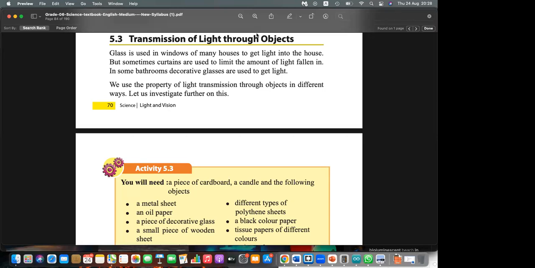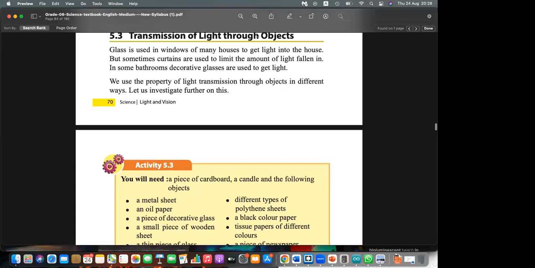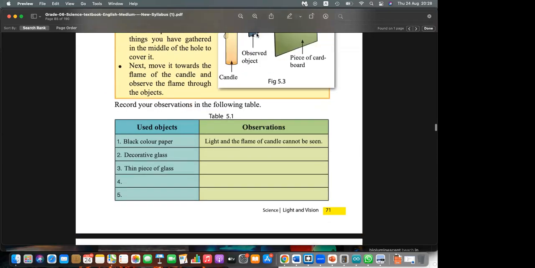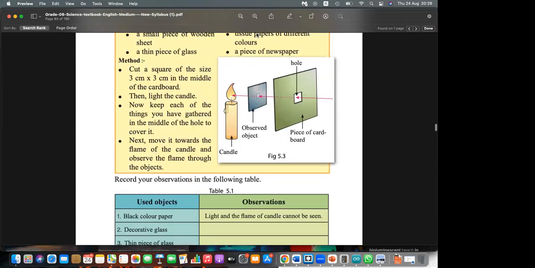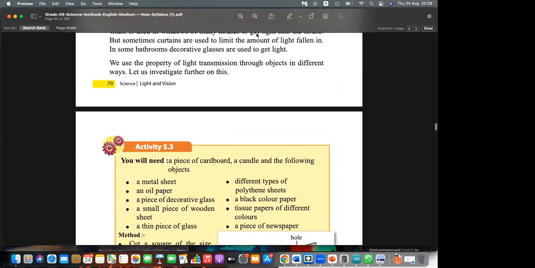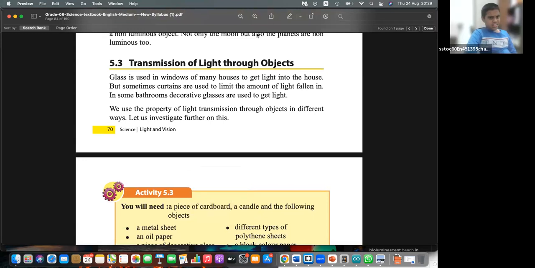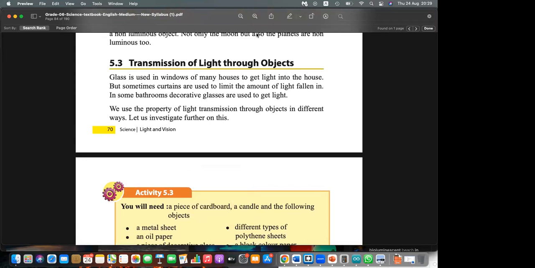Can you give any examples of transparent objects, which can transmit light fully? Certain considerable percentage of light is transmitted. Clear polythene can be taken. Then clear water can be taken. Glass, yeah.